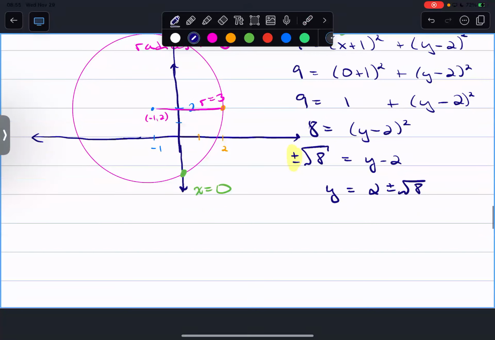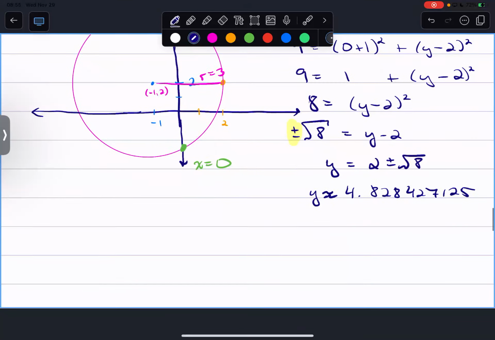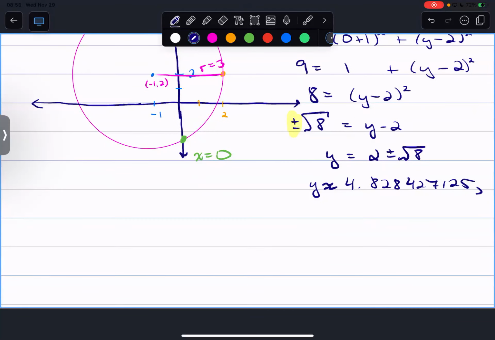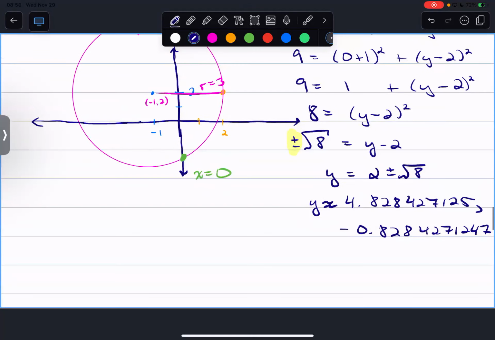So approximately, y is roughly, and I sense I'm going to have kind of big values here, 2 plus the root of 8 is, well, 2 plus 2 root 2, roughly 4.828427125. And 2 minus root 8, roughly negative 0.828427127. The exact answer is this, right? y is 2 plus minus the root of 8.